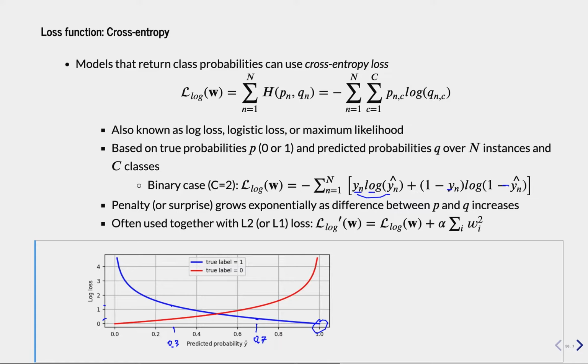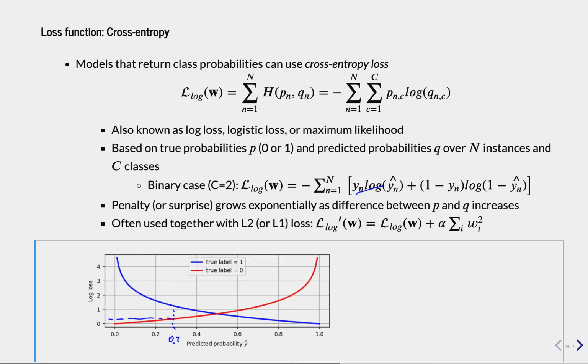If, on the other hand, the true class is negative, then yn is 0, so this falls away, this becomes 1, and we look at, for instance, if this is 0.3, how high this scores on the red curve. And vice versa.